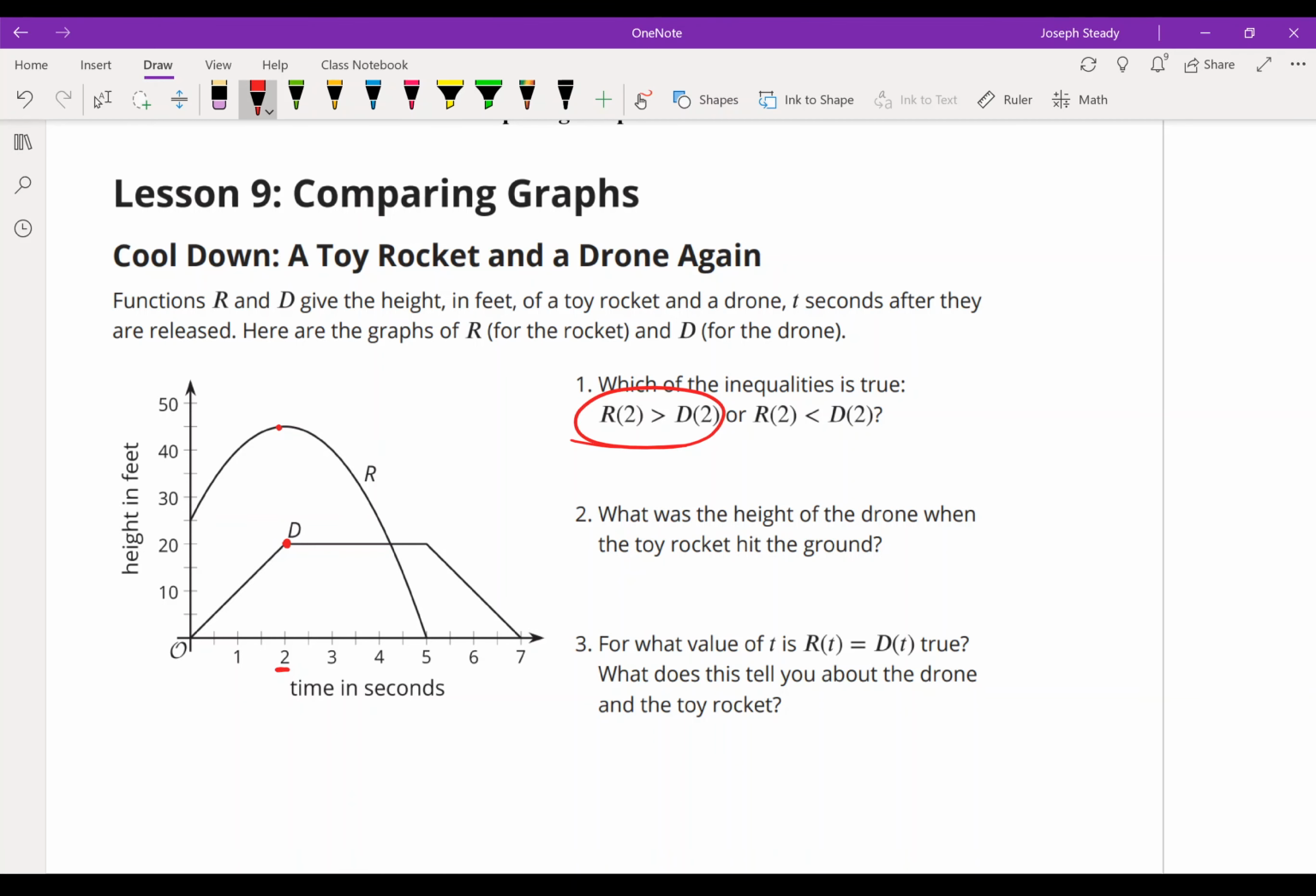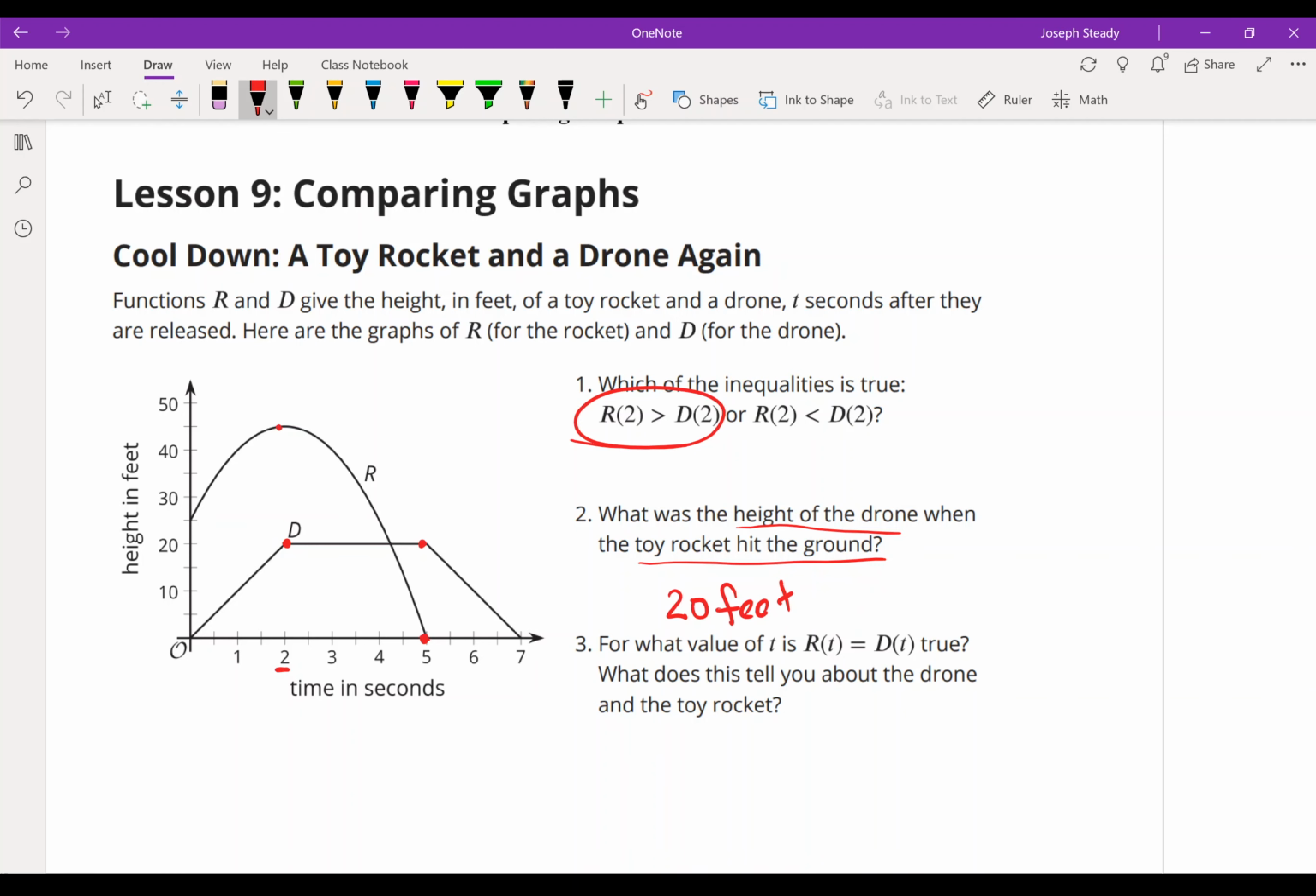In the second question, we are asked what was the height of the drone when the toy rocket hit the ground. So there's two pieces we have to read here. We have to first find when does the toy rocket hit the ground? Well, that happens when its height is 0, which is right here at 5 seconds. But then we have to go and say, okay, well, what is the height of the drone at that time? So we can come up here and trace up to around 5 seconds, and it looks like the height of the drone is still 20 feet.